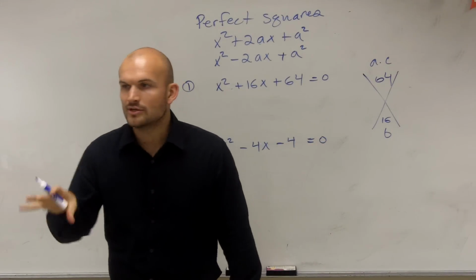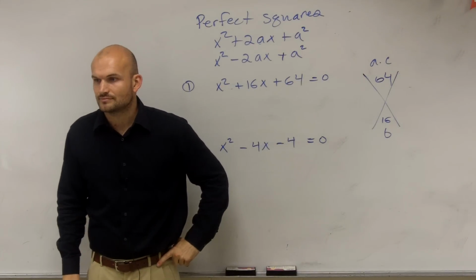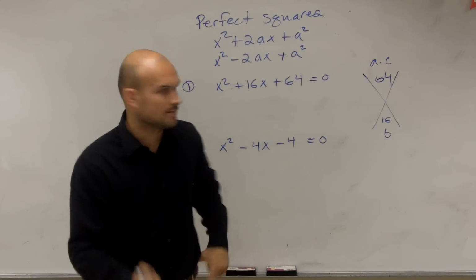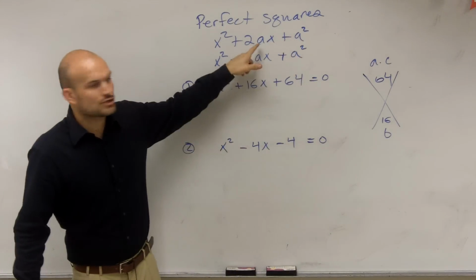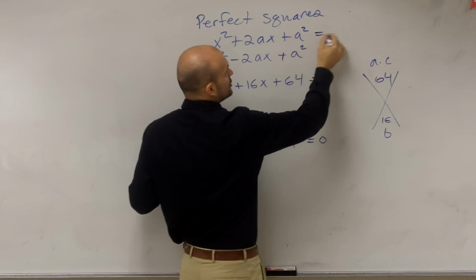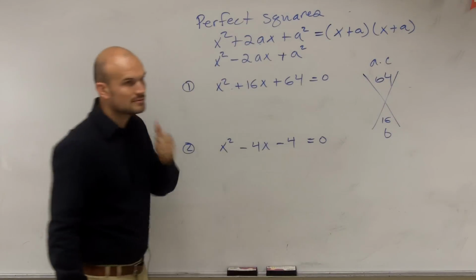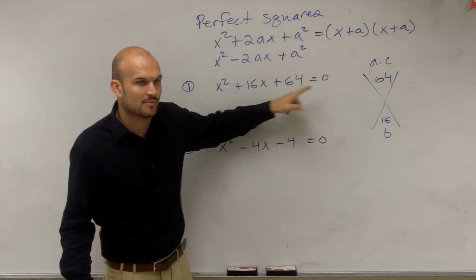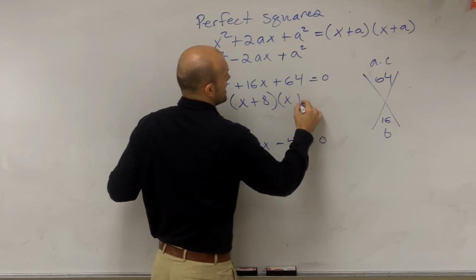But one thing I want you to do is start looking for patterns. And this is the pattern of the perfect squares. Look at the last number. Is that a square number? Yes, it is. So you already know that is 8 squared. Then look at the middle term. If a squared is 64, that means a is 8. Is our middle term 2 times 8? Yes. So therefore, if it's rewritten in this form, you can easily factor it to x plus a times x plus a. So you don't have to go through writing all this down. You can see, oh, that's a square number, and that's double that number. So therefore, I can just write this as x plus 8 times x plus 8.